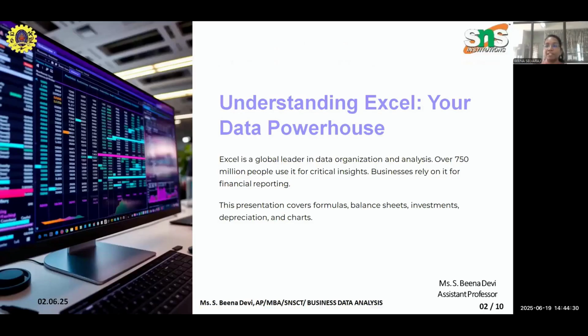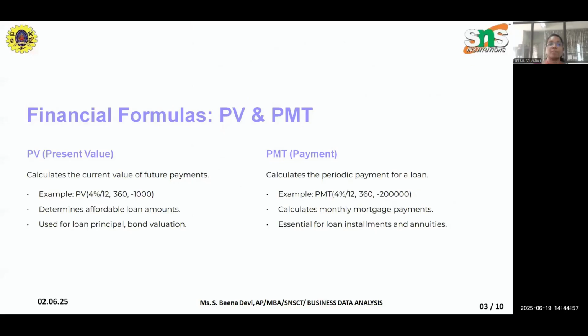Excel is a global leader in data organizing and analysis, used by over 750 million people globally. Businesses rely on it for financial reporting, decision making and insights. This presentation will cover the formulas, balance sheets, the inputs that have to be given, depreciation and the charts. So let's go with the example. First will be the financial formulas.